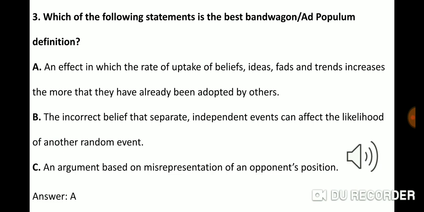3, the next one. Which of the following statements is the best bandwagon ad populum definition? A. An effect in which the rate of uptake of beliefs, ideas, fads, and trends increases the more that they have already been adopted by others. B. The incorrect belief that separate independent events can affect the likelihood of another random event. Or C. An argument based on misrepresentation of an opponent's position. The correct answer is A.